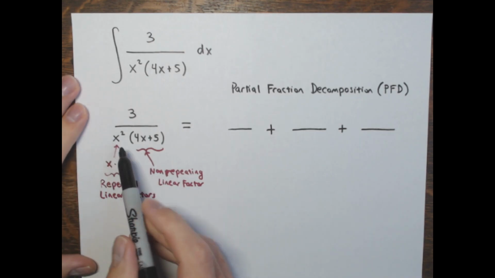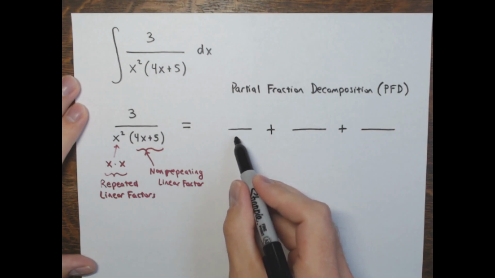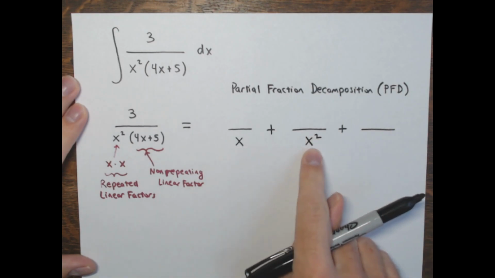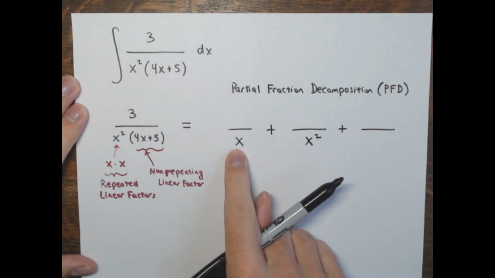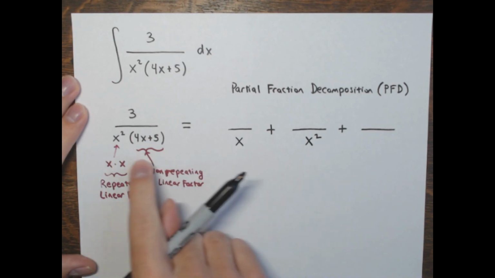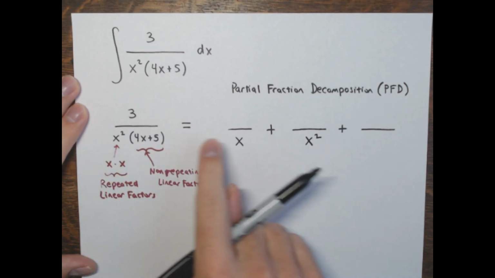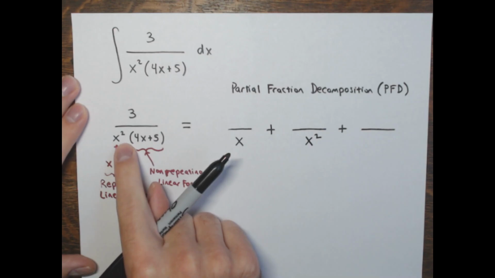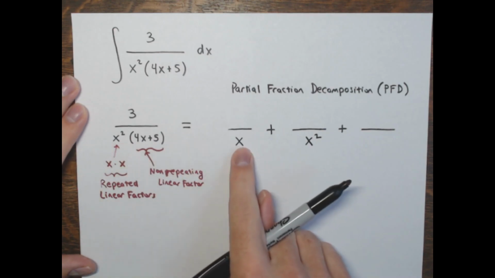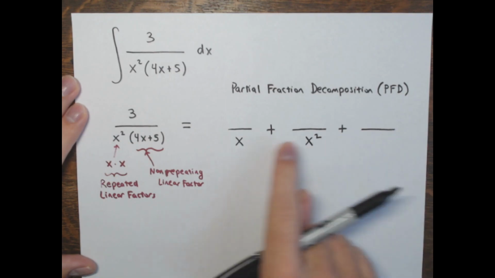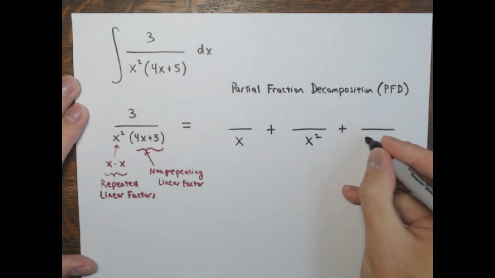So, x squared, we can think, I'm going to start off with x, and then one with another x. So x and then x squared. So with the repeated factors, start off with one fraction with that factor to the first power, and then work your way up until you get to the power that's actually in the factorization of the denominator. So you got one with x, and then one with x and x, another x, right? And then another one with the other factor, 4x plus 5.